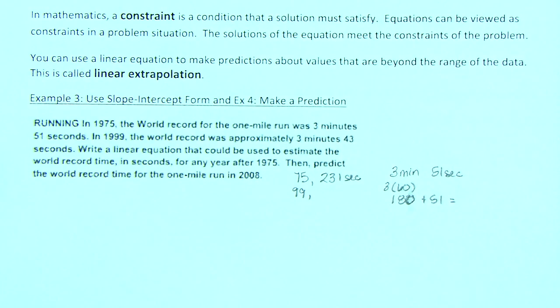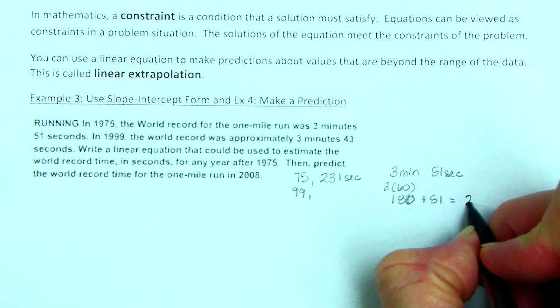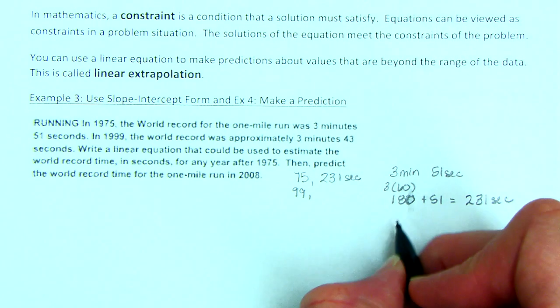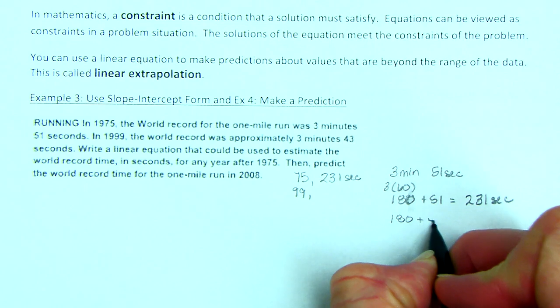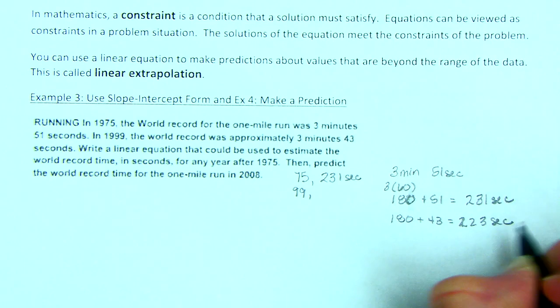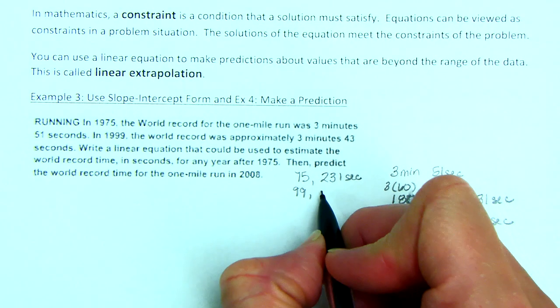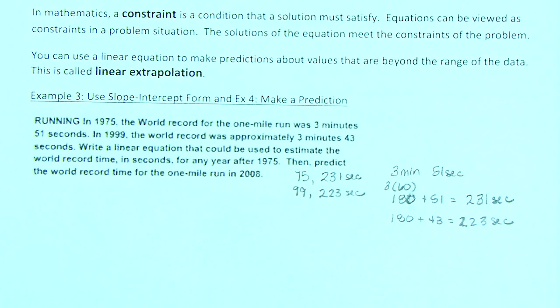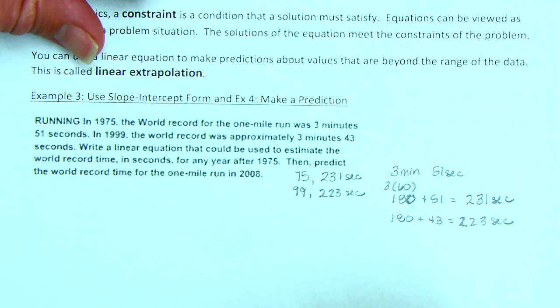So 231 seconds. All right, so obviously then if it's only 43 seconds, that's going to be 180 plus 43, which is 223 seconds in 1999. So 223 seconds. Okay, so if I'm finding my slope, kind of goofy here, slope is a rate of change.